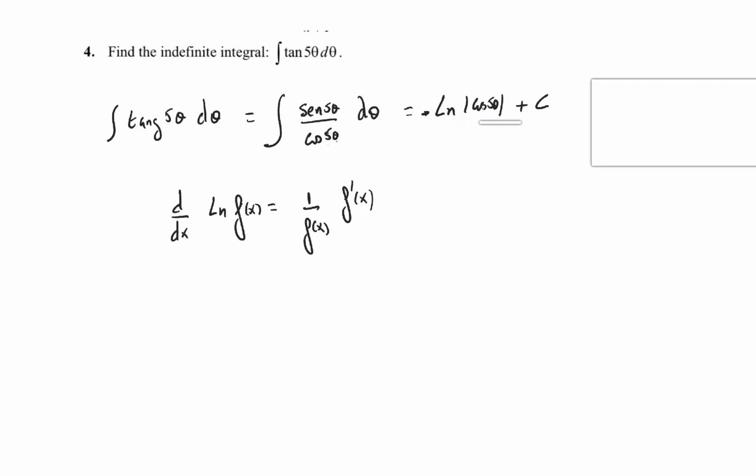It's 1 divided by the function, 1 divided by cosine of 5 theta, by the derivative of the function. The derivative of the function is minus sine of 5 theta multiplied by 5. So this is not the integral of tangent of theta unless I put 1/5. So now the derivative of this will be tangent 5 theta d theta. Okay, let's go to the next problem.